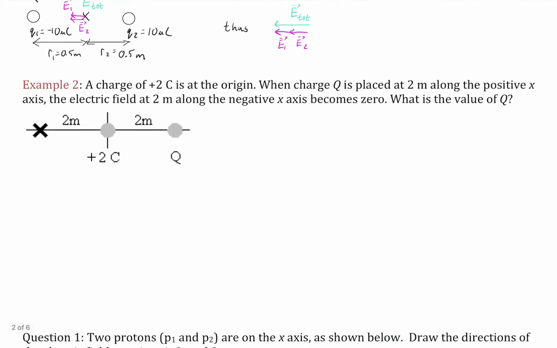So a charge of positive 2 coulombs is at the origin. A charge Q is placed at 2 meters along the positive x-axis, that's this one right here. So that's big Q. The electric field at 2 meters along the negative x-axis, so that's over here, because remember, this is 0, this is -2, and this is +2 in terms of our axes here. And then the electric field at that point, at -2, is 0.